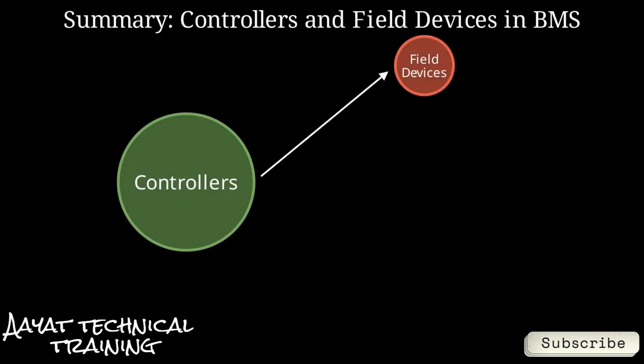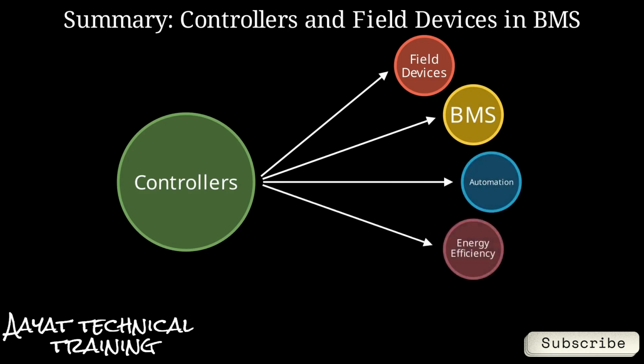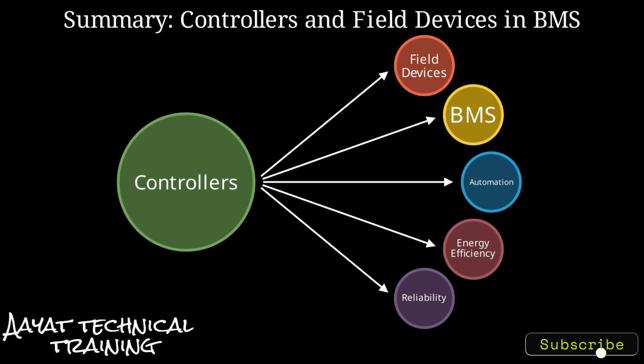Controllers and field devices form the control and execution layer of BMS, enabling full automation of building services. They ensure energy efficiency, comfort, and reliability by continuously processing inputs, evaluating control logic, and adjusting outputs.